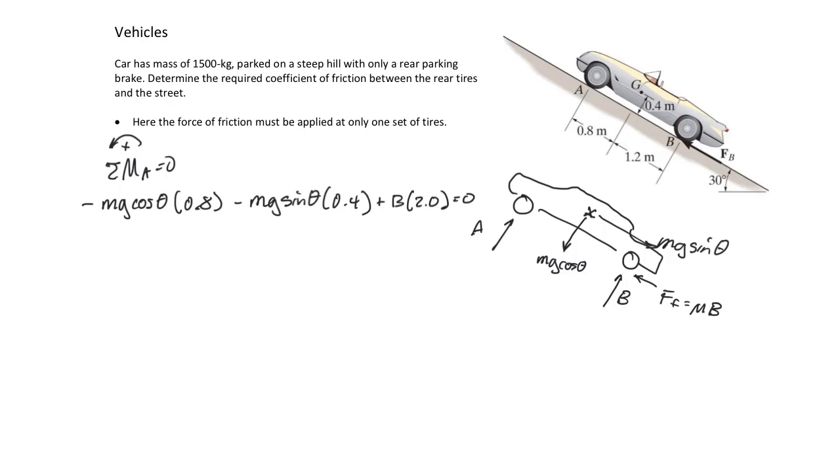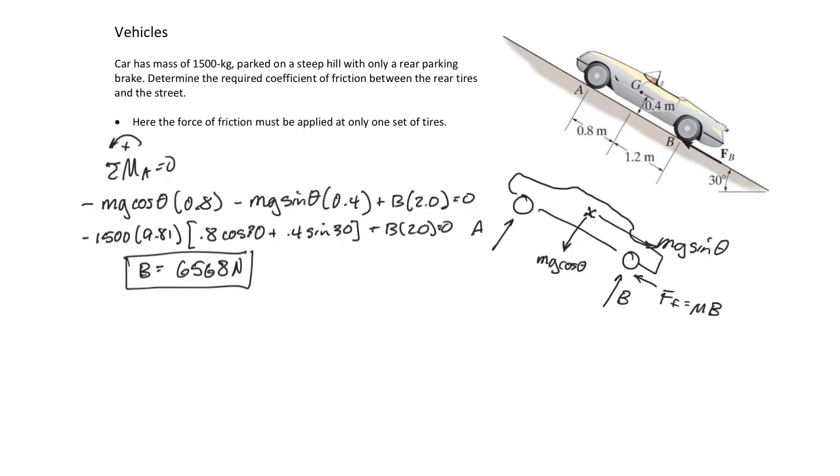Okay, I have a weight. I have 1,500 kilograms, so 1,500 times 9.81, and then I have 0.8 cos theta plus 0.4 sine theta. I just factored out the mg right there. Plus B times 2.0 is equal to 0. So here I can solve for B, which is equal to 6568 newtons.